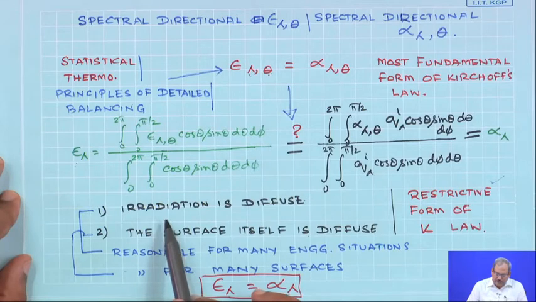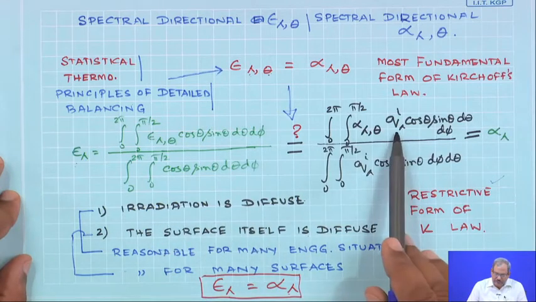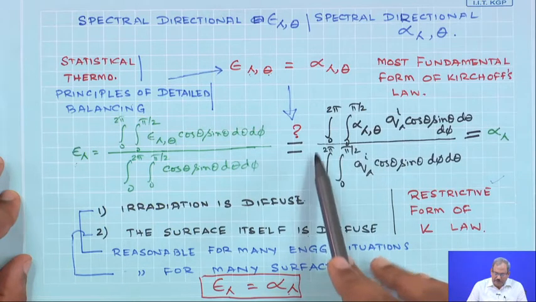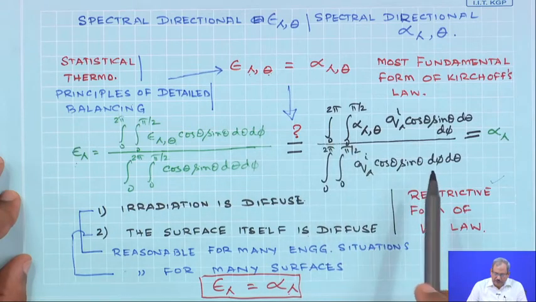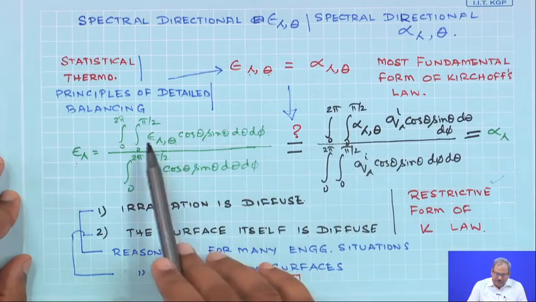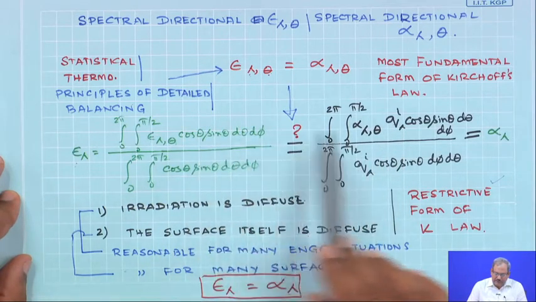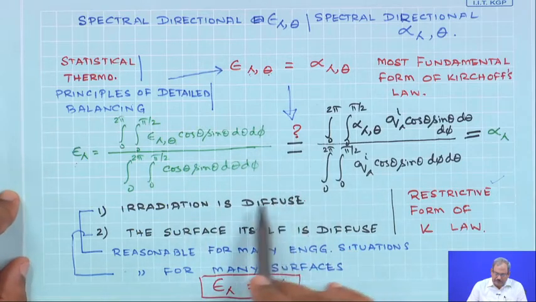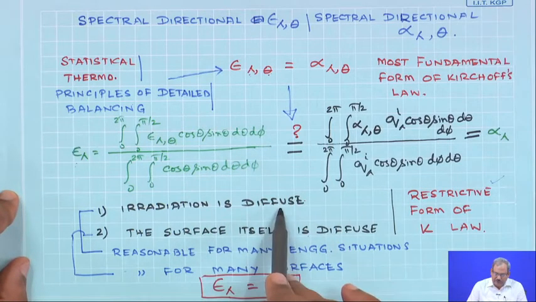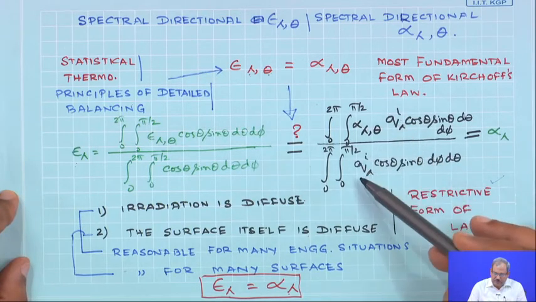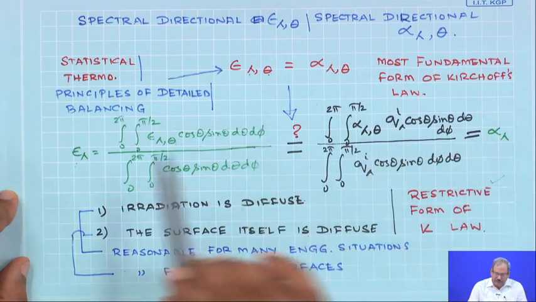If the irradiation is diffuse, then this q I lambda is going to be independent of direction. So, it can be taken outside from numerator and denominator, and they will simply cancel out. Now, since alpha lambda theta is equal to epsilon lambda theta, if these can be cancelled out, then these are going to be equal. So, that is the first assumption: if the irradiation is diffuse, I get rid of q I lambda from the numerator and denominator, and then obviously alpha lambda is going to be equal to epsilon lambda.